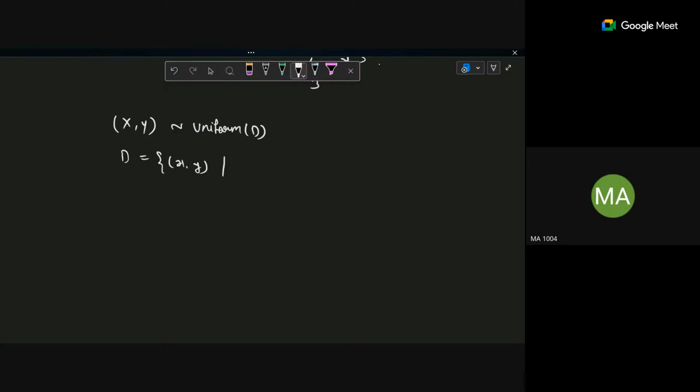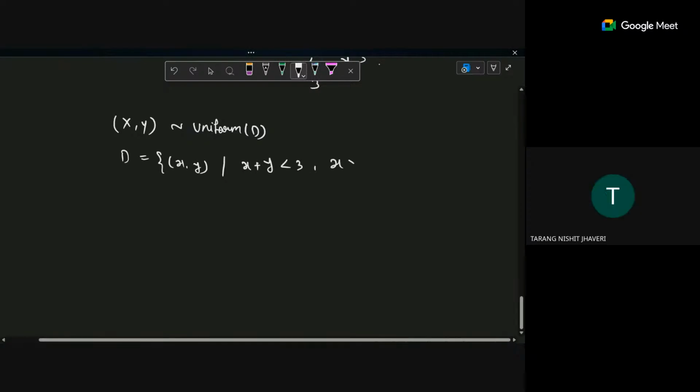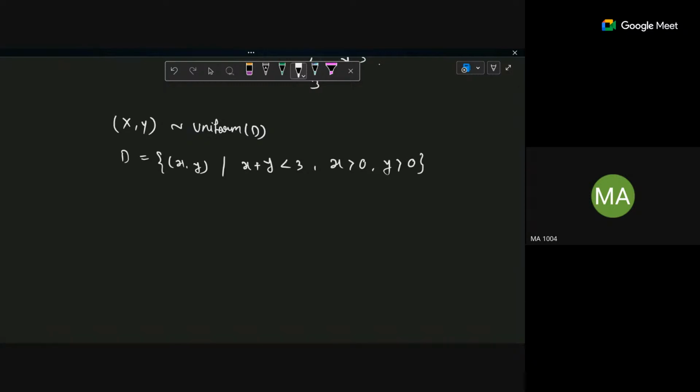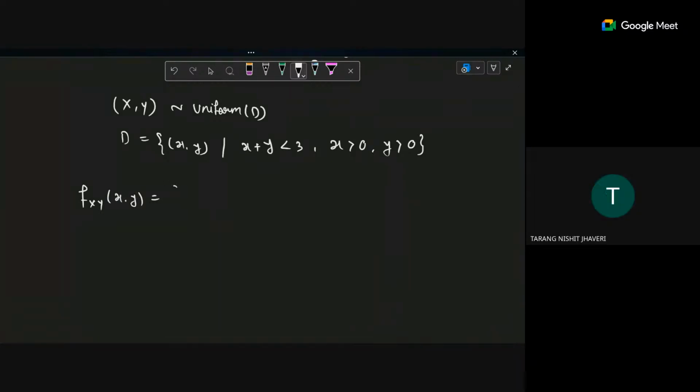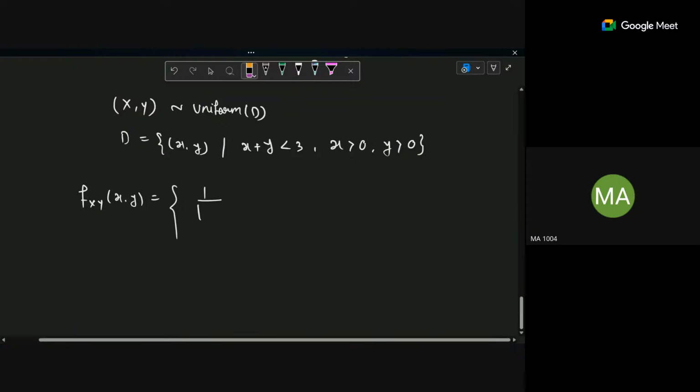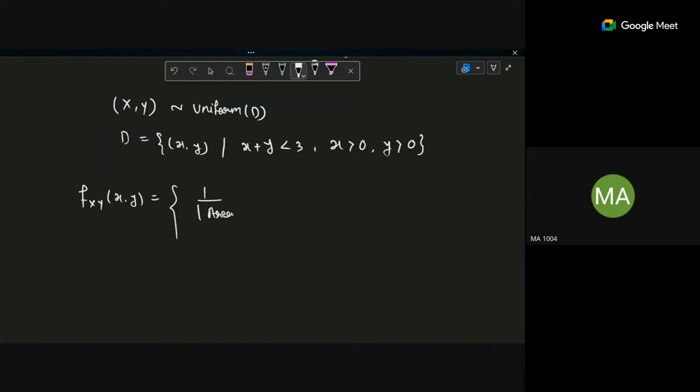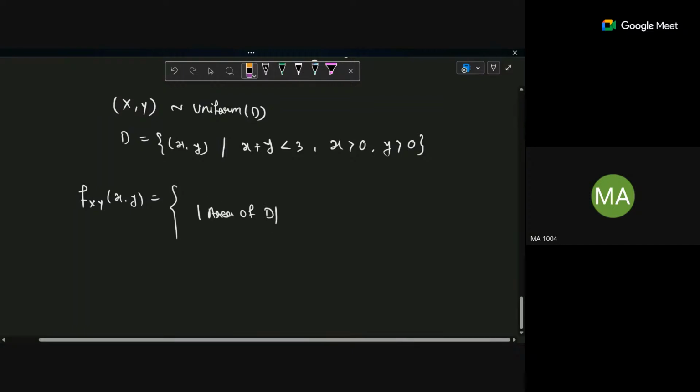What was it? X plus Y is less than 3. Yeah, less than 3. X is greater than 0, Y is greater than 0. So from this information, we know that fxy will be 1 upon area of D. Is it fine if I write it? Area of D, but till what? What will be its range? It will not be 1 upon area of D on the whole R, right?